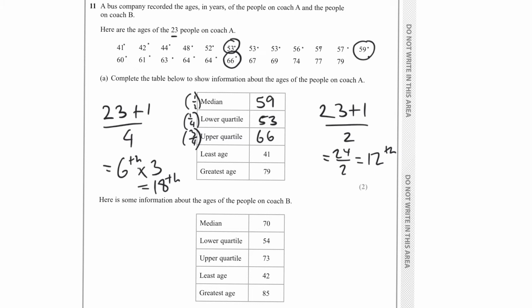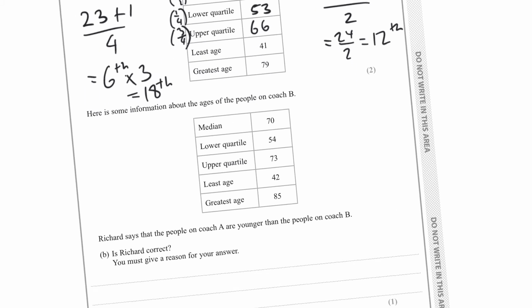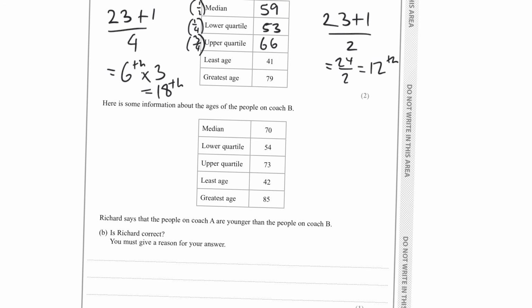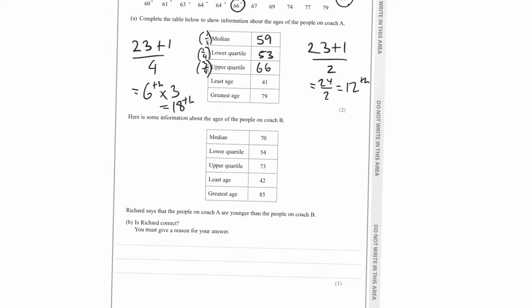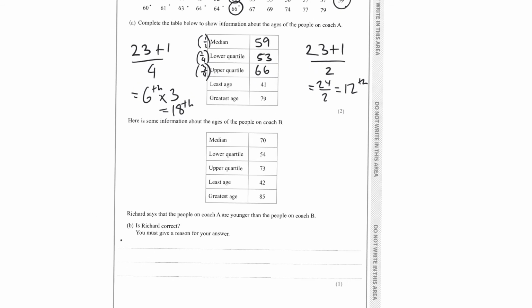And then it now goes on into the next question. So it says, here's some information about Coach B. And it says that Richard says that people in Coach A are younger than Coach B. Is Richard correct? So there's different reasons you can give for this. I'll give some examples. One of the reasons that you could have given is that the median of Coach A is 59, right? And the median of Coach B is 70.